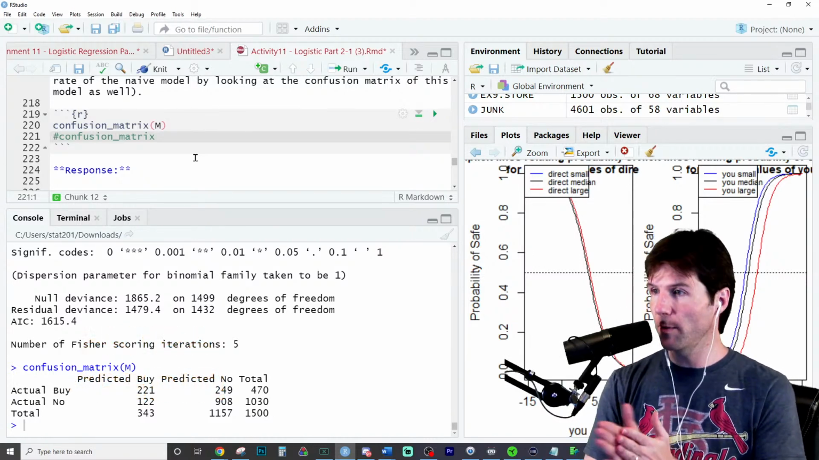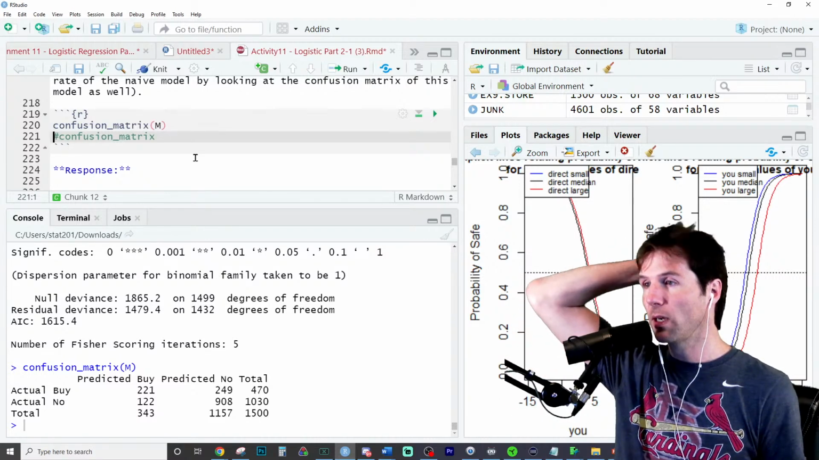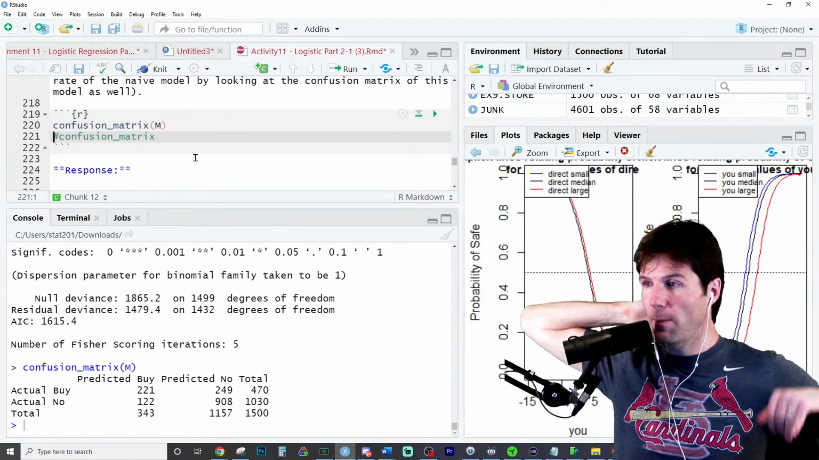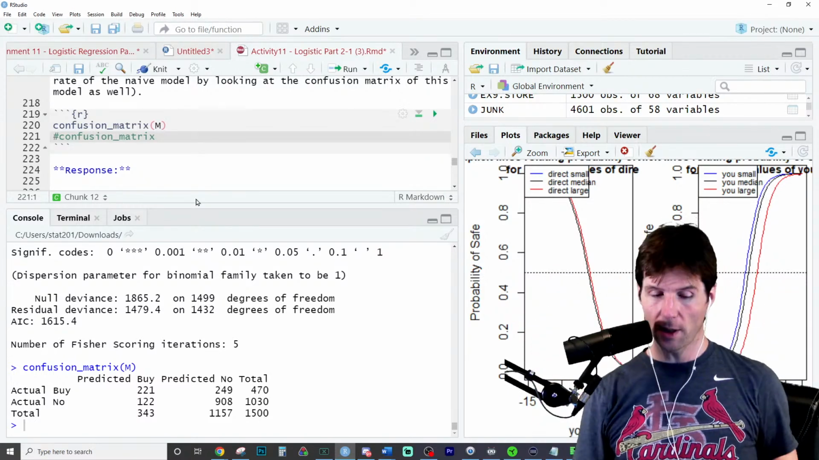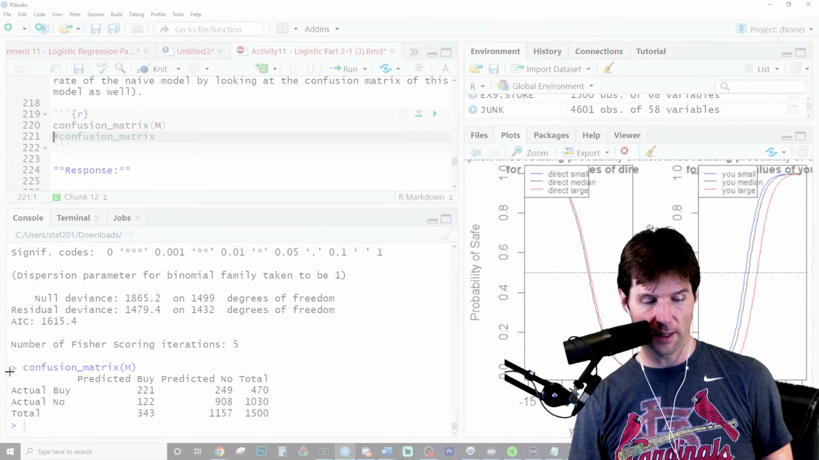Let's start by doing the naive model. The naive model predicts the majority level for everything. So what does the naive model predict right now?